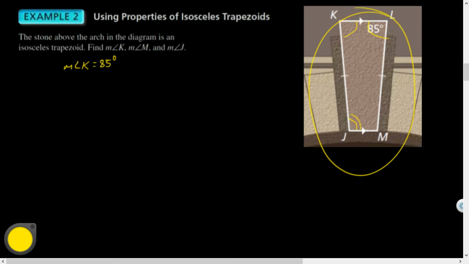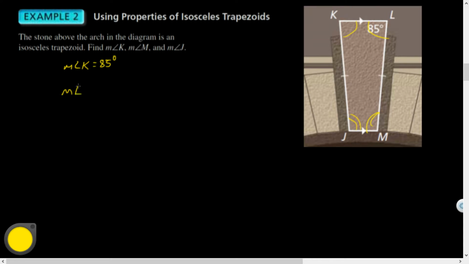Okay, all four. Wow, I didn't even think of that. You're right. All four of these are going to add to 360, so you could use the corollary of the polygon interior angle theorem. Or you could use the fact that these are consecutive interior angles and use that since those are parallel lines cut by a transversal.